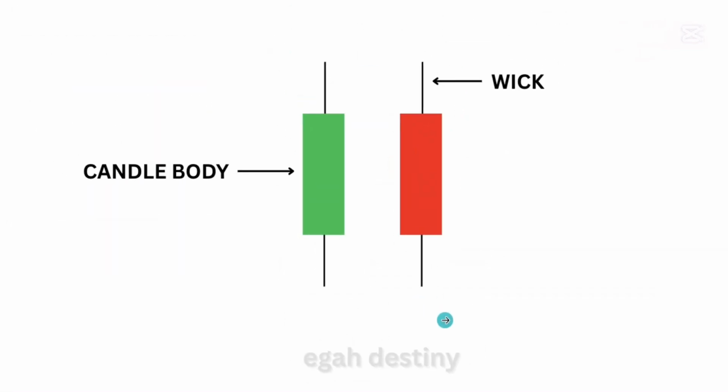In a candlestick, there are the candle body and the candle wick. The candle body represents the thicker part of the candle, while these lines at both ends are called candle wick.